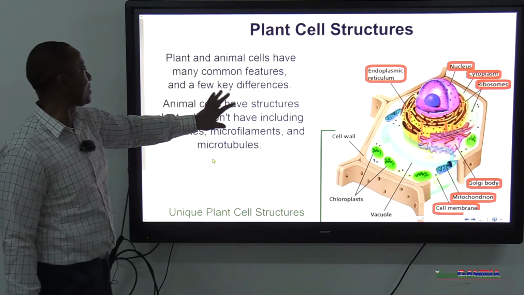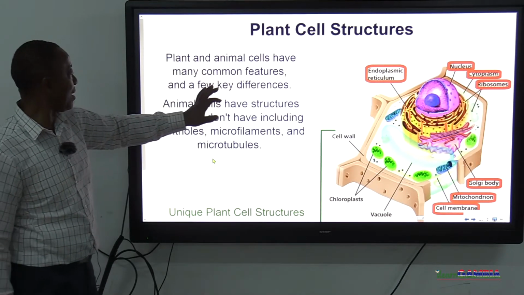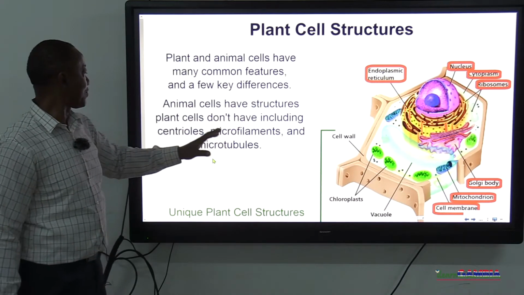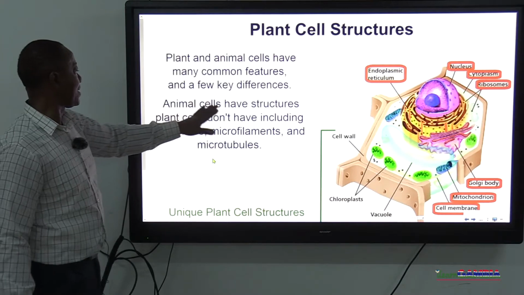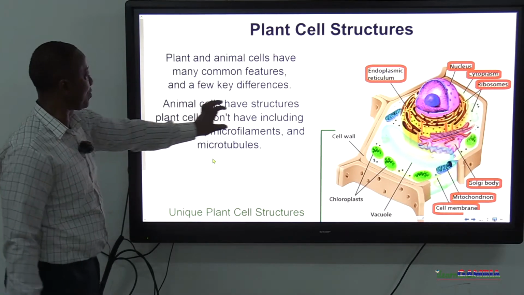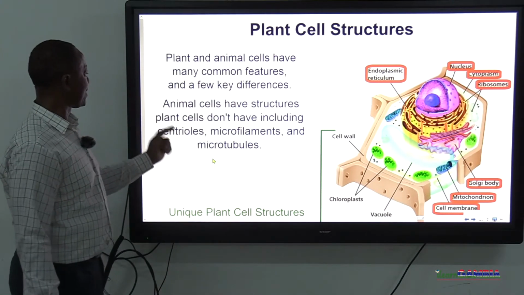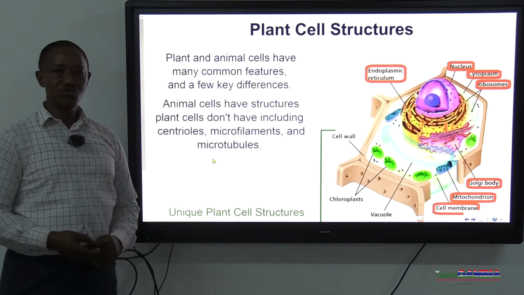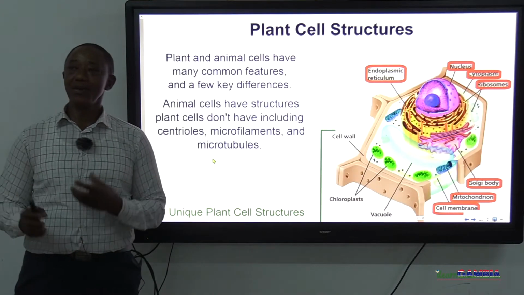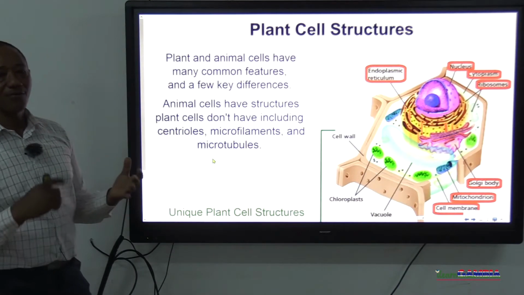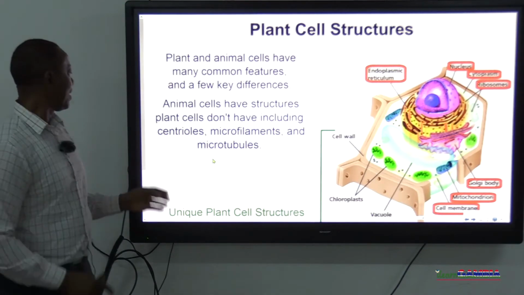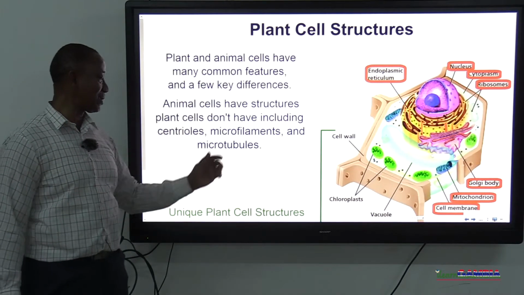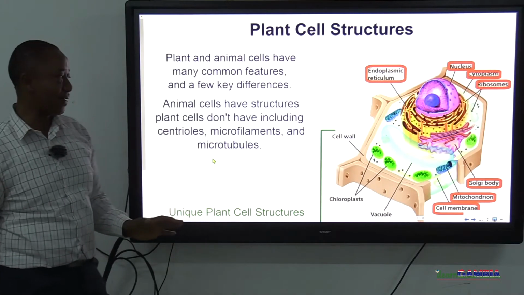So we look at plant structures. Plant and animal cells have many features in common, and there are a few differences. Animal cells have structures plant cells don't have, including centrioles, microfilaments, and microtubules. Now, when you look at the way cells divide, if you've heard of mitosis and meiosis, that's where you encounter these in animal cells: centrioles, microfilaments, and microtubules. Plants don't have those.